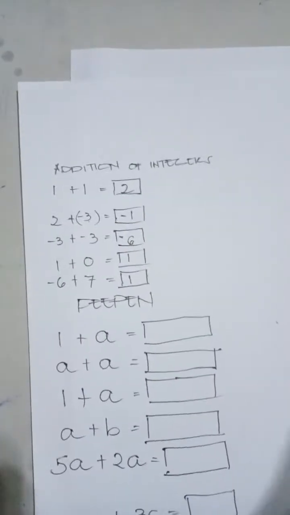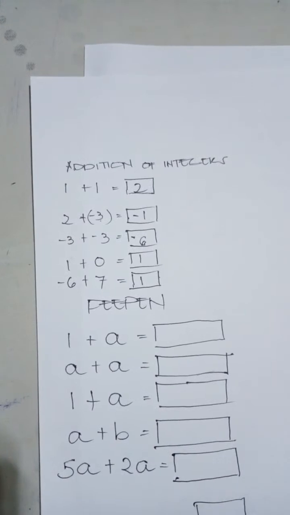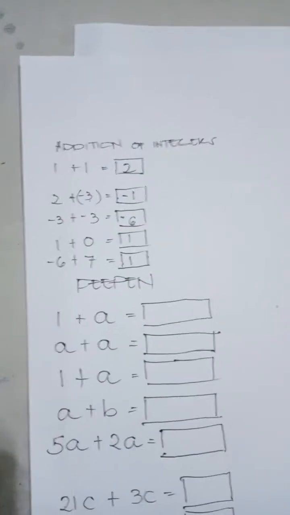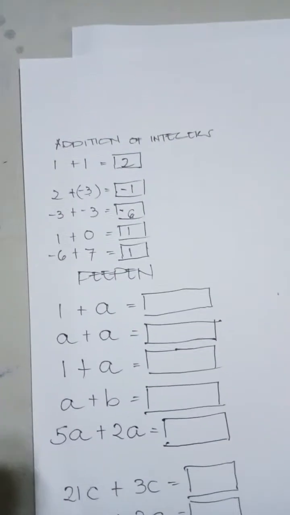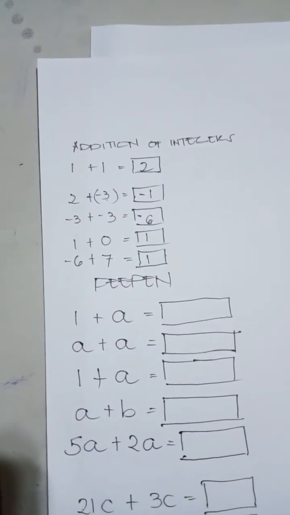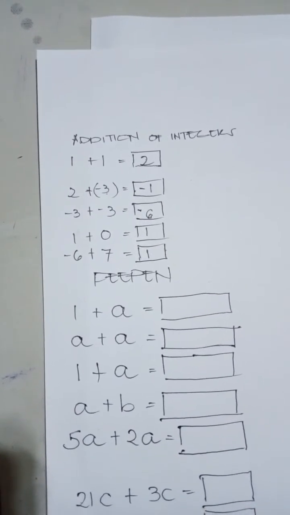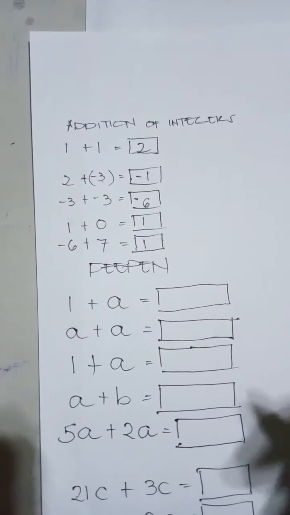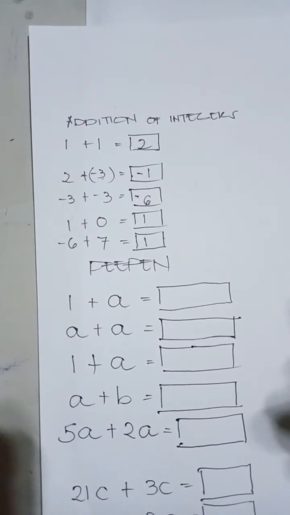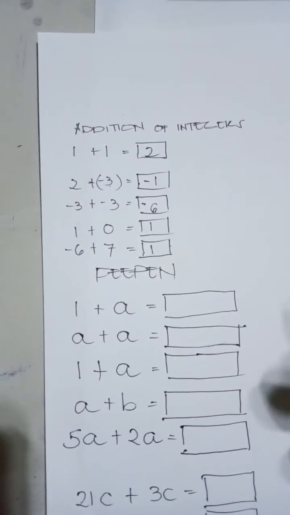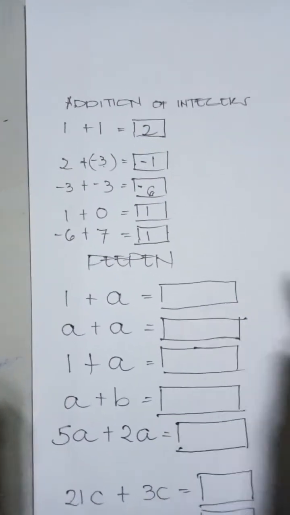Deepening the knowledge about addition of integers, what if a variable is included, for example 1 plus a? The inclusion of a variable happens when you are studying a certain branch of mathematics, which is algebra. Algebra pertains to the relation of letters and numbers, with the use of operations.